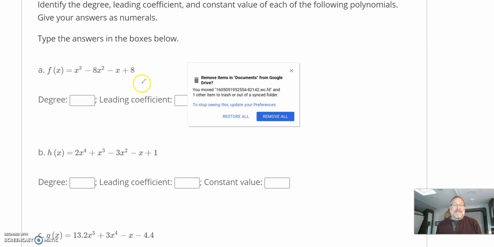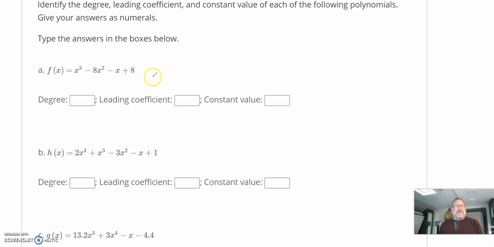Hi, I'm David, and I'm going to try to go over a few things about polynomials that we've been learning a lot. So let's take question A right here, and we're looking for the degree, the leading coefficient, and the constant. So if you take A, the degree is the highest exponent, the largest exponent.